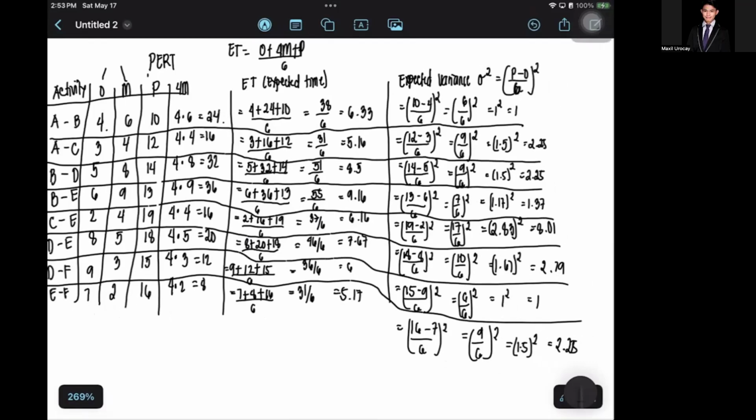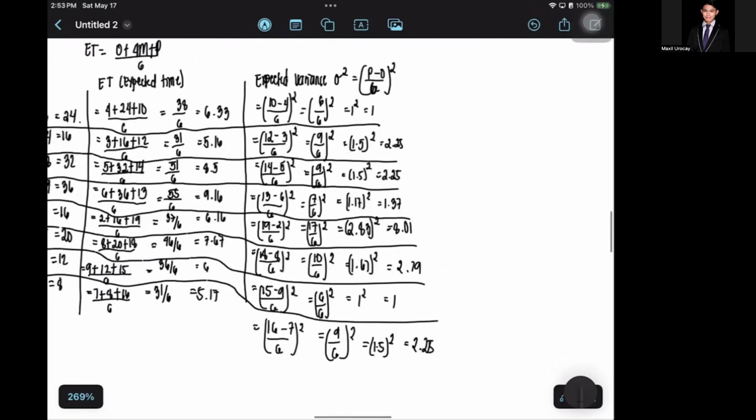After the expected variance, you will calculate the standard deviation of each activity. When we say standard deviation, that is the theta equals P minus O over 6. There's no squared at all.